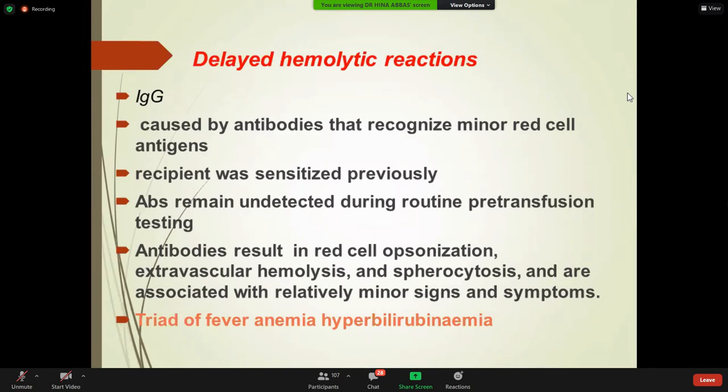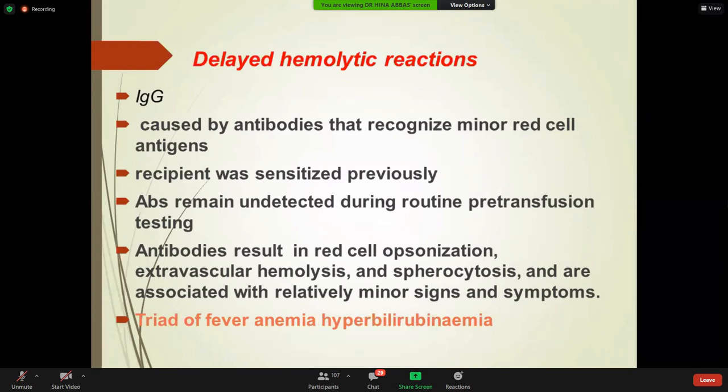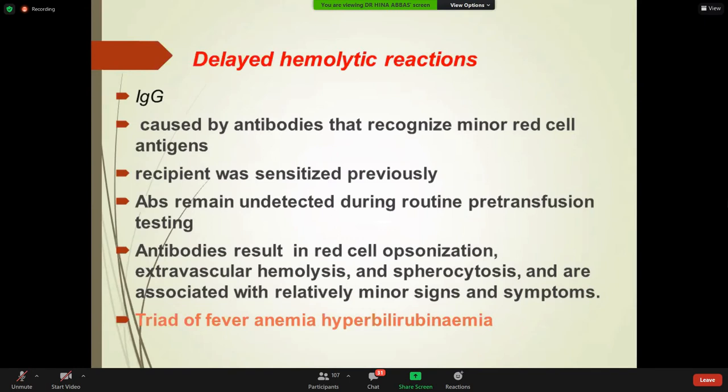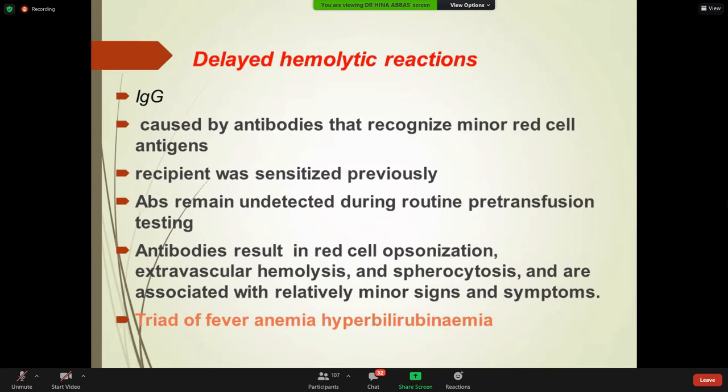Do you understand the minor red cell? You understand the meaning of this minor red cell antigen? Major are ABO and Rh. Minor, Kidd and others. Okay, so you understand. Non-RhD antigens expressed on erythrocytes. So basically you understand the minor antigens. Okay, so these antibodies recognize minor red cell antigens.